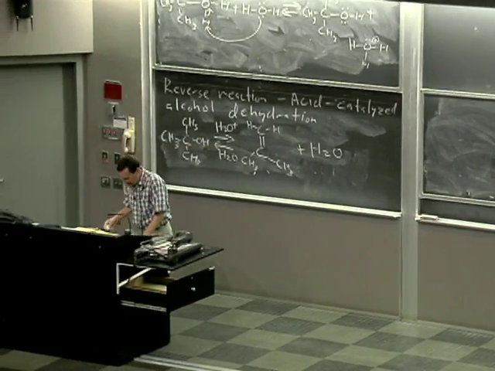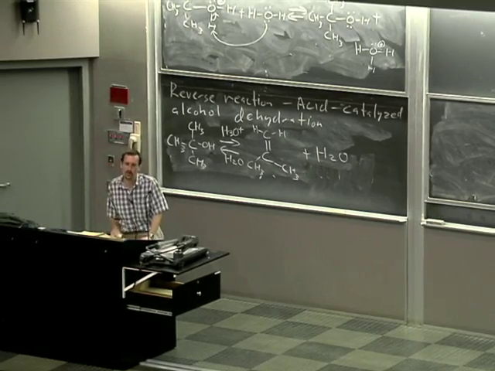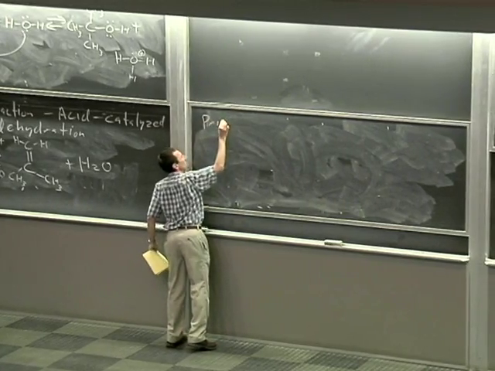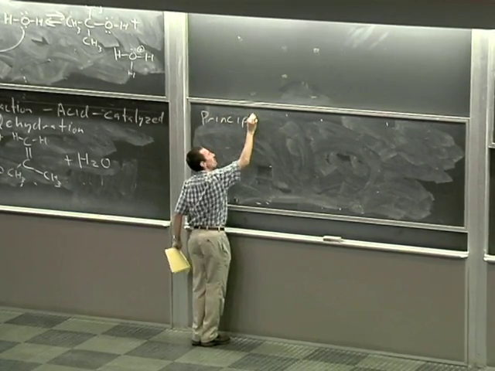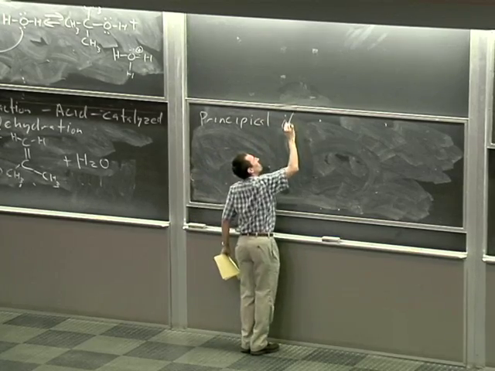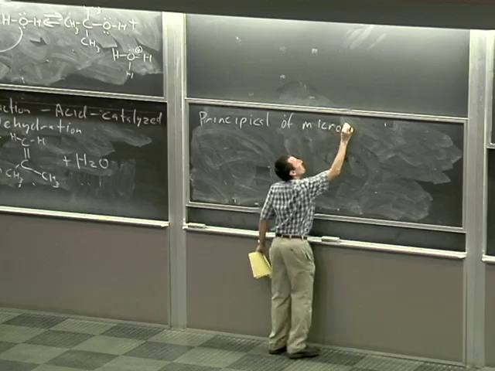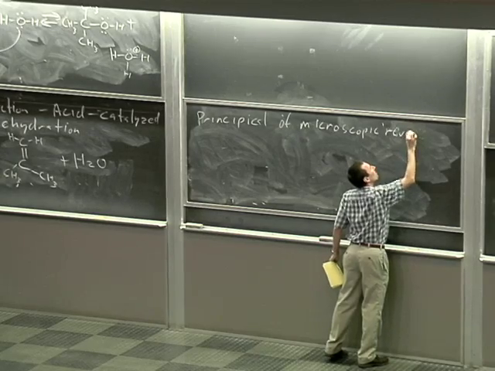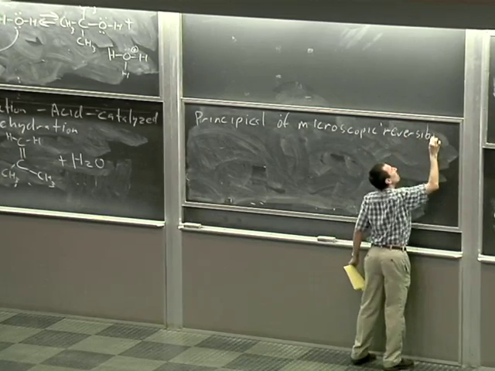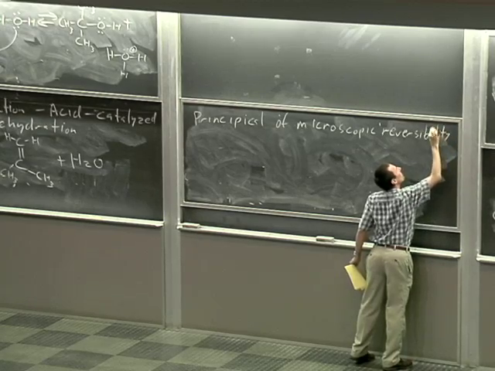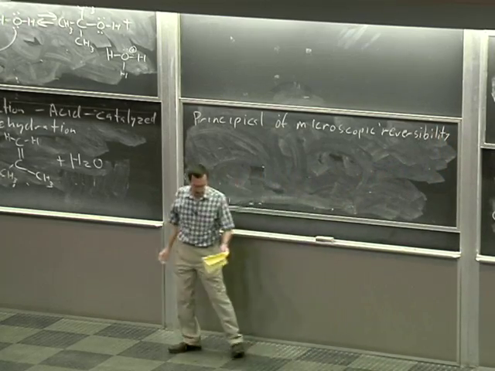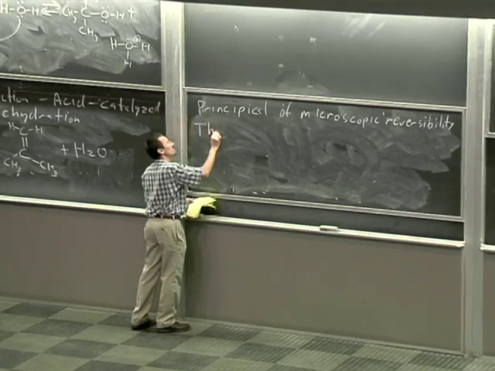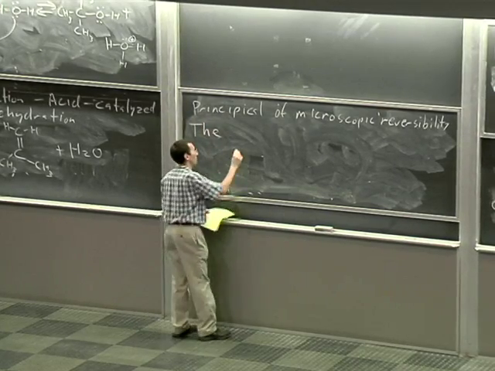Reactions go by the same pathway in forward and reverse. Organic chemists, and chemists in general, have a fancy name for this. It's called the principle of microscopic reversibility. And I'll write it out for you. The reverse reaction must have the same path as the forward reaction, or the same mechanism.